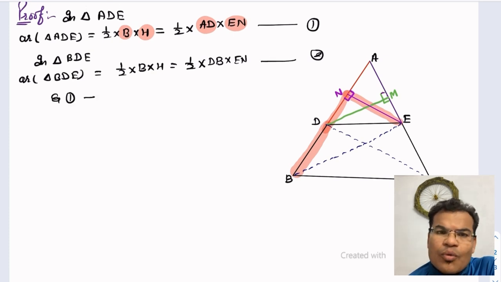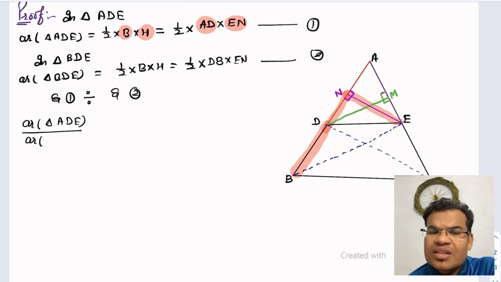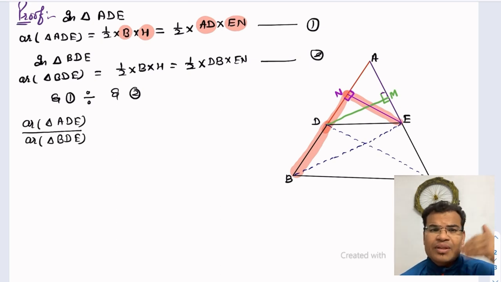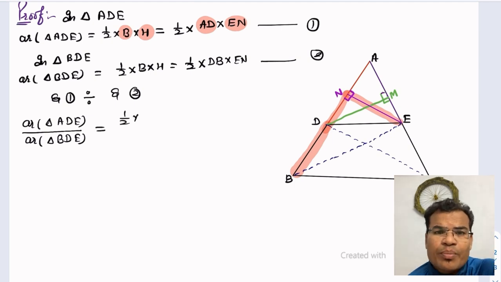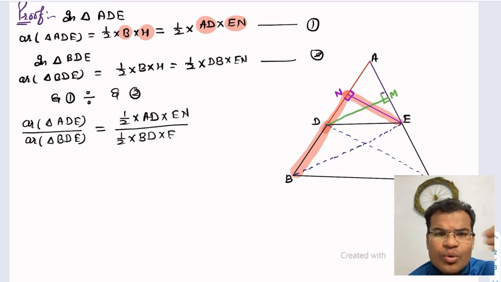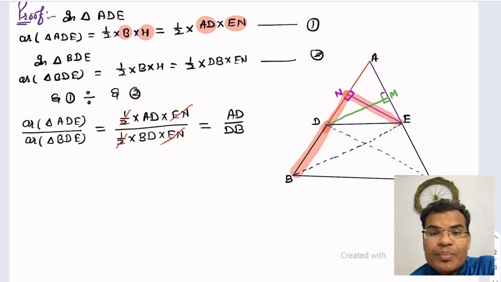Remember. Now what we are doing, we are dividing one equation by the second equation. So area of triangle ADE on the left hand side divided by area of BDE, this is also on the left hand side. The left hand side will divide by the left hand side. In the right hand side, 1 by 2 base into height: AD into EN is here in one equation. Second equation is 1 by 2 DB into EN. Now guys, you have divided one equation by the second equation, so something is cancelled here. We have cancelled 1 by 2 and EN. So AD upon DB or BD is remaining here.